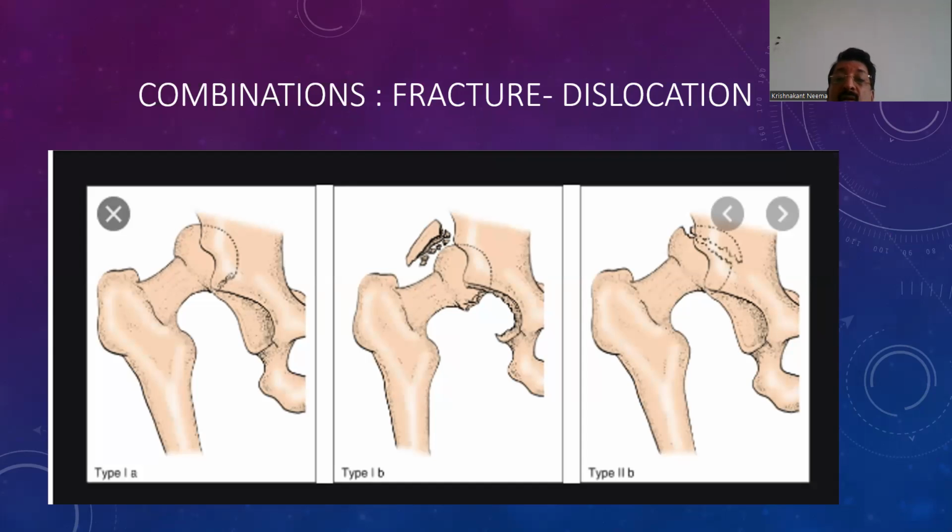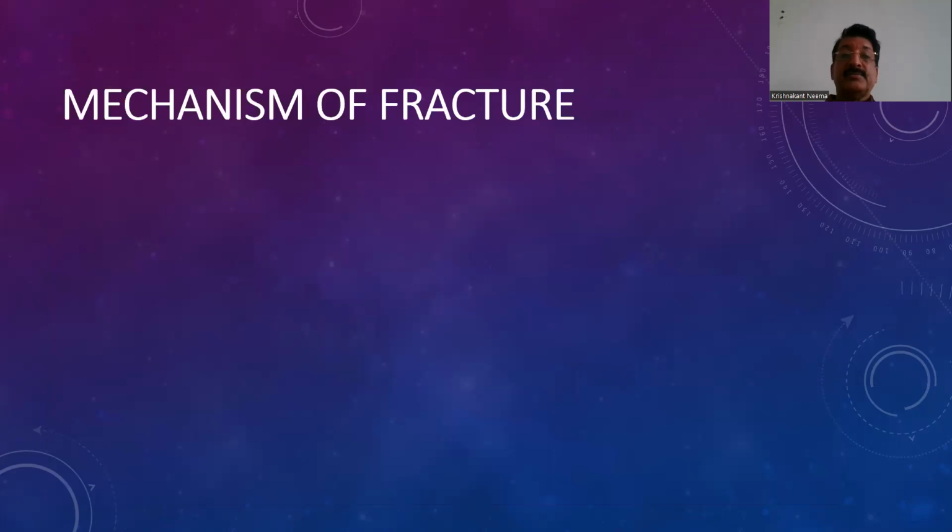Type 1A is when the fracture is very small. 1B is when the fracture is a little bigger, and 1C is when there is a fracture of the head transversely. These three are the various types of fracture dislocations. If you really examine the fracture pattern, you can clearly arrive at the diagnosis of the mechanism of the fracture.